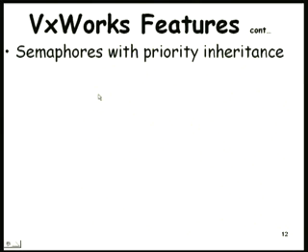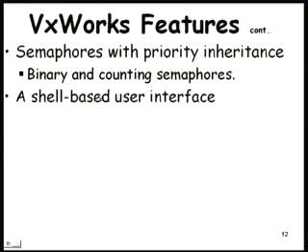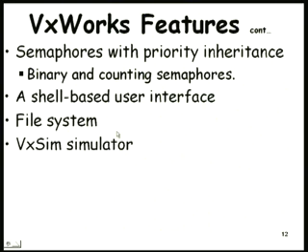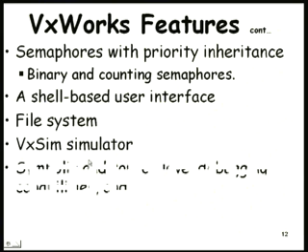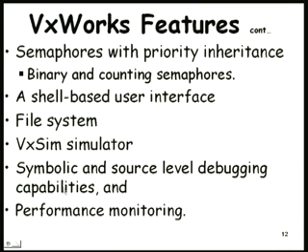The features that are expected for a good real time operating system, POSIX compliant, are all available. Semaphores with priority inheritance, both binary and counting semaphores, are there. Shell based user interface, file system support, and also there is a VxSim simulator. We will just discuss the role of the simulator in VxWorks in the next slide. Symbolic and source level debugging is supported, and not only the simulator, but also you can monitor the performance of various system calls and application tasks and so on.